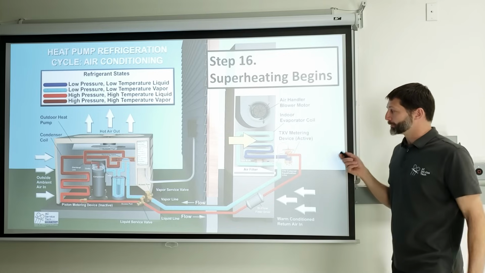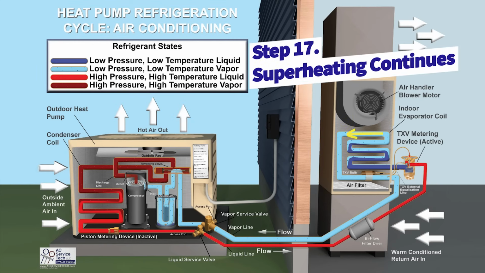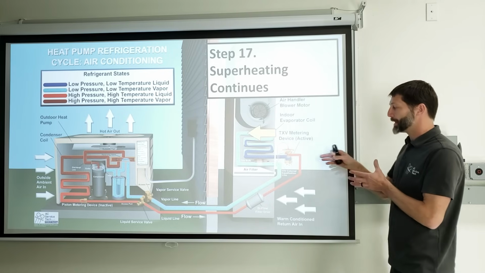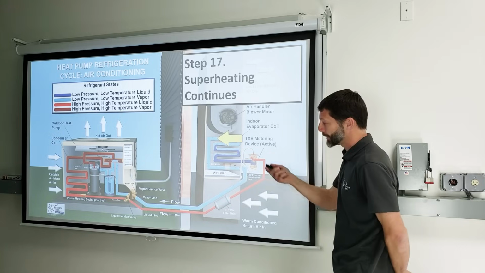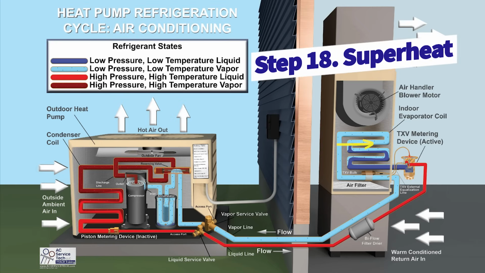And now as the refrigerant is traveling through this vapor line, it's increasing in temperature. So we have step 17, superheating continues. It's traveling through the indoor evaporator coil. The refrigerant is absorbing heat energy from the air, and it's also attracting any humidity onto that coil, which then drips into a pan, and then it's going to be piped maybe right outside on the ground. And so next thing you're going to have is your superheat.